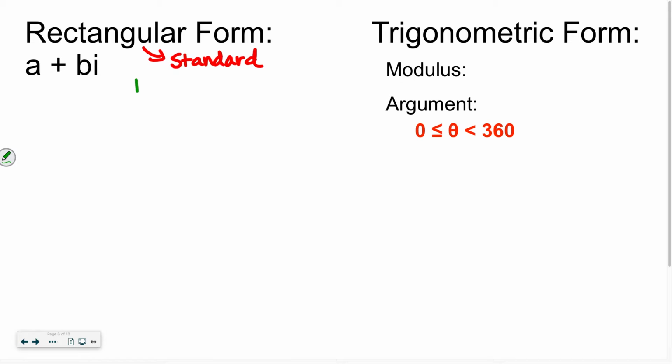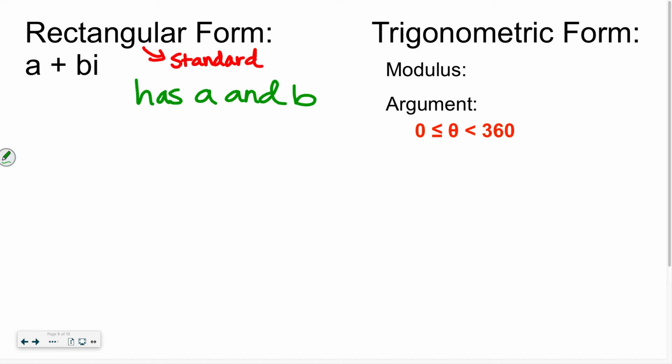The easiest way I could say to tell the difference between rectangular form and trig form is, in rectangular form, you're going to be able to identify an A and a B. It's going to be numbers. So like 3 minus 4i, 2 plus 3i, 1 minus i, 1/2 plus 3/4 i. Those are all in rectangular form because I could say A is 1/2 and B is 3/4.